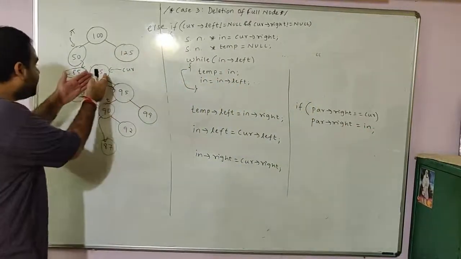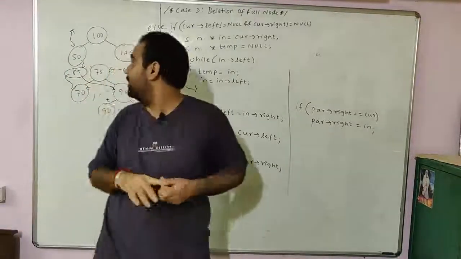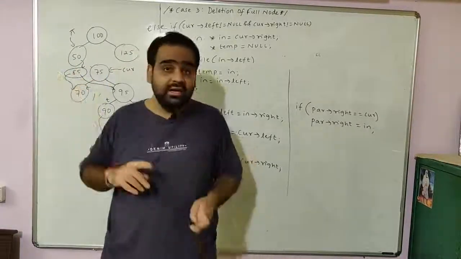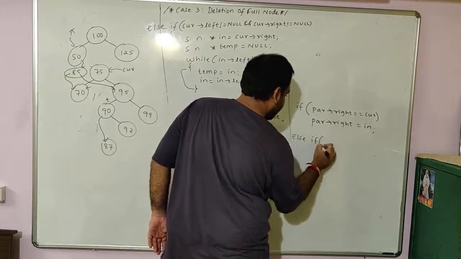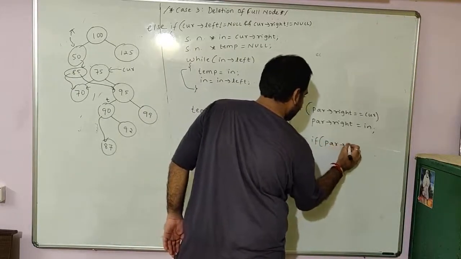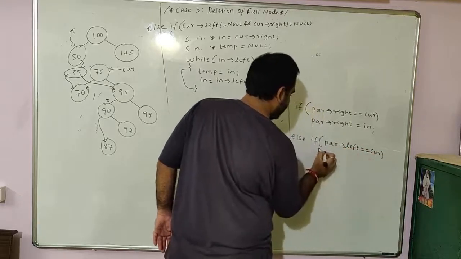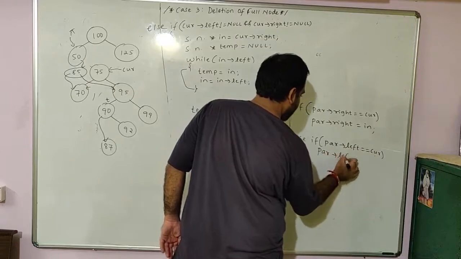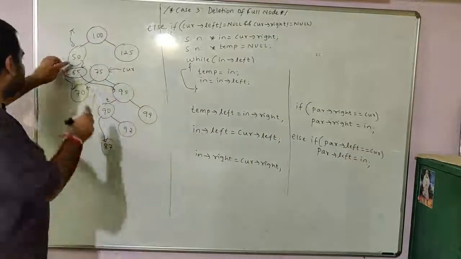Similarly, this 75 would have been on the LHS if it was 25. It would have been on LHS of 50, right? It means, therefore, I need to write one more condition, else parent arrow left equal current. Now, if parent arrow left equal current, what shall I write? Parent arrow left equal to in-order successor. Is that okay? Now, this link is established.